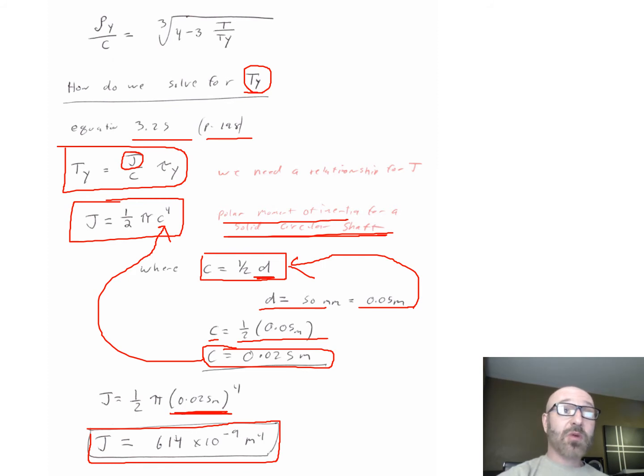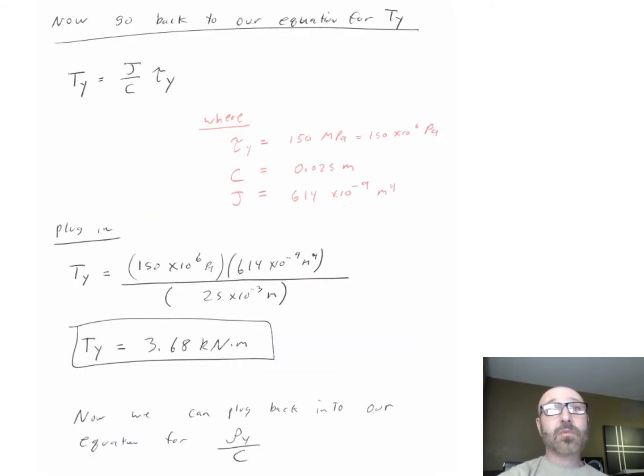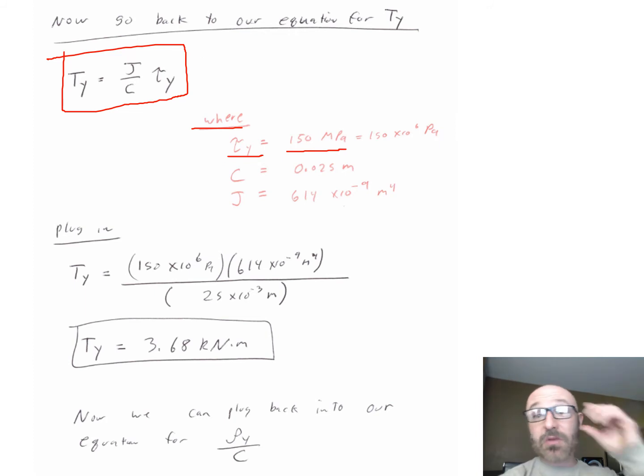So now that I have a numerical value for J, I can plug that back in to solve for my T sub y. I go back to that governing equation for T sub y and look back at my setup page. This was given to me in the problem statement. My tau sub y is equal to 150 megapascals. If I just want to deal with this in pascals, it's 150 times 10 to the 6 pascals.